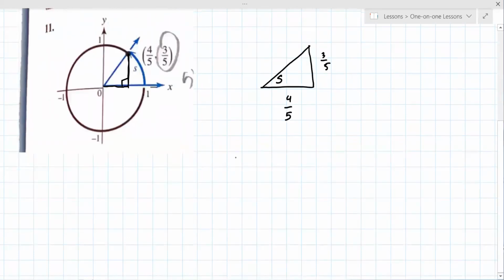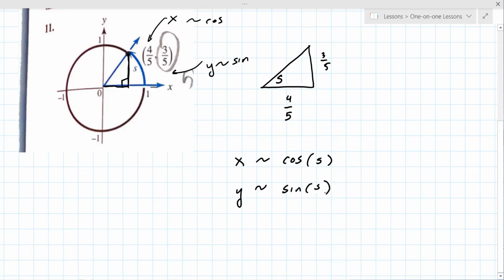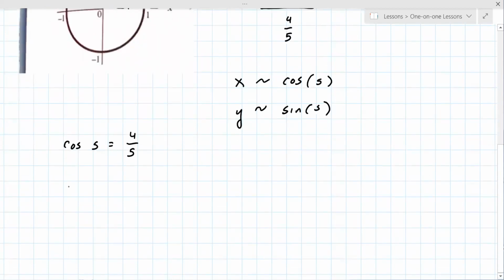A shortcut here is that x is always cosine s. So the x value of the ordered pair is cosine. The y value of the ordered pair is the sine. I don't like s, but they use that here. So you could write it this way: cosine s equals 4/5. Sine s equals 3/5.